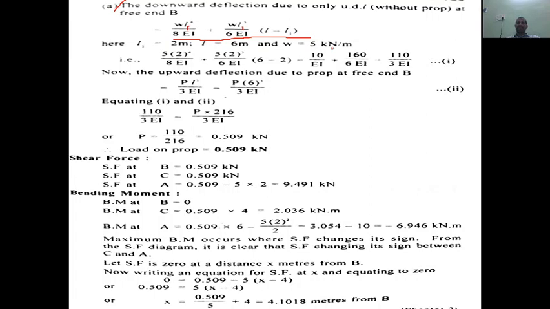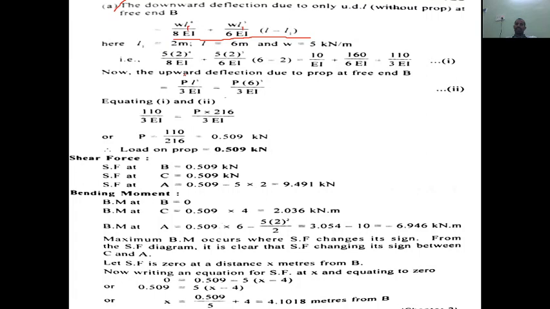W is 5 kilonewton per meter. After all, you can substitute all values here and simplify. Finally, it will come to 110 by 3 times EI. This is considered as equation 1.